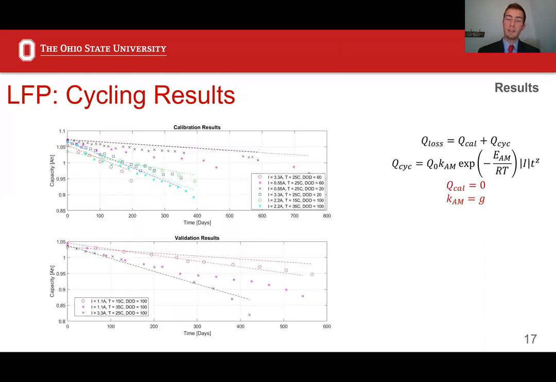Moving on to the LFP cycling results, we see that KAM was again identified as a constant and Q cal was assumed to be 0 over on the right. The top plot shows the calibration results, and we see generally good alignment between the model and the data. Moving down, we also see the validation results. We do see more error here, and this is likely a result of the assumption that there is no calendar aging.